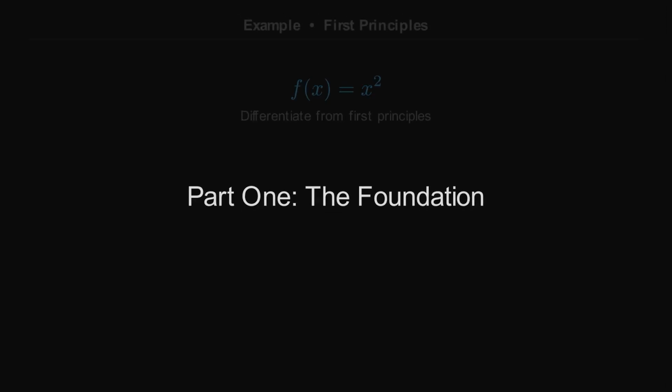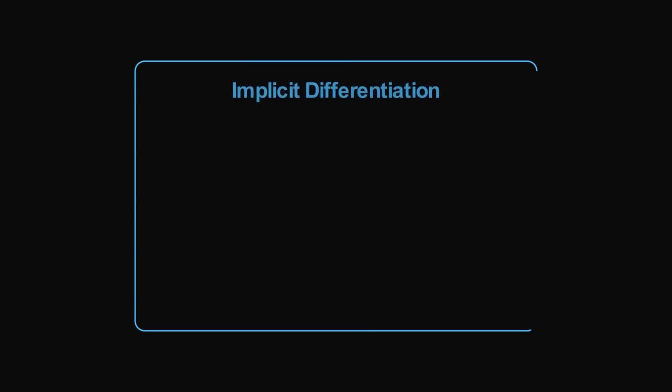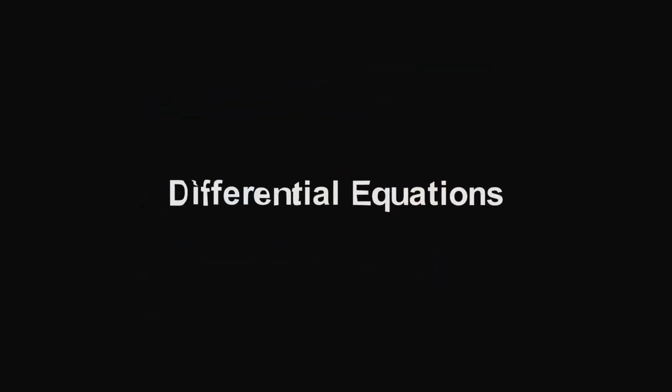Part 1 was the foundation. Now part 2, this is where we really get tested. If you open any A-level maths paper and you look at the questions worth 7, 8, 9 marks, they are almost never pure power rules. They are chain rule inside of a product rule, inside of implicit differentiation. They're connected rate, they're differential equations, and therefore they are, without exception, from part 2.